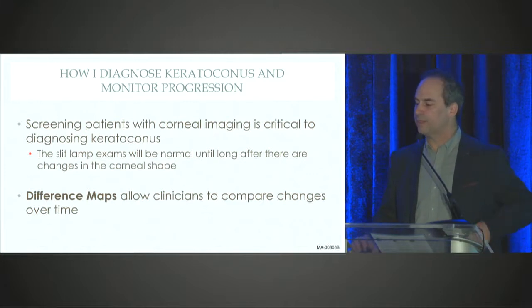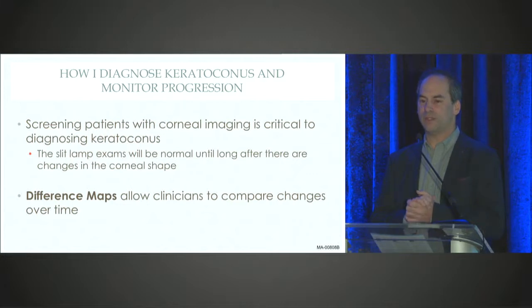So in summary, I think the key is screening patients. I think that we really need to be very suspicious and cautious. And when we do see patients that look suspicious for keratoconus, bring them back. Make sure they come back for visits sooner rather than later, and hopefully we can pick up patients as early as possible.